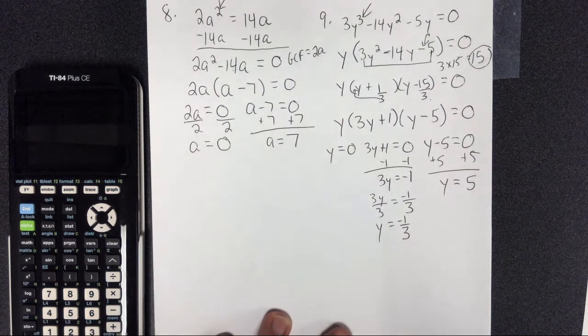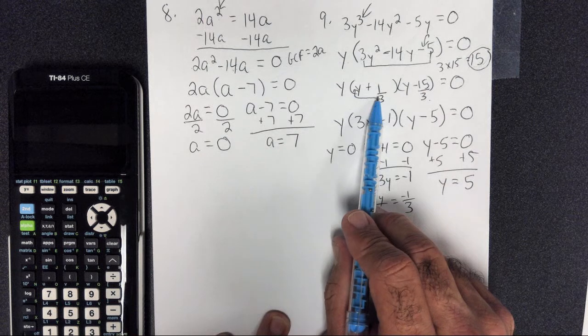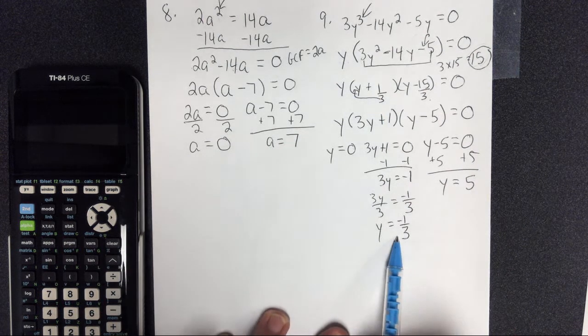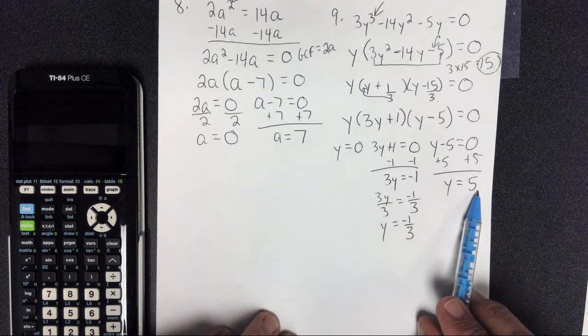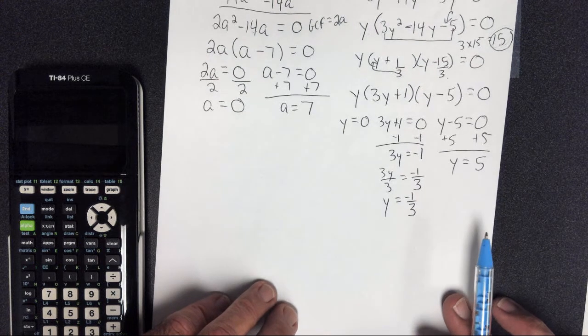Now here's what I like about this method I showed you. You see that positive 1/3 was one of my factors at that point? My answer was a negative 1/3. And then this here was a negative 5. My answer was a positive 5. That's going to happen pretty much all the time on these.